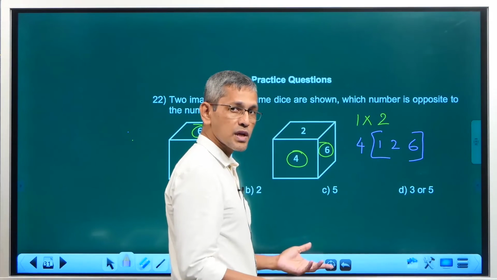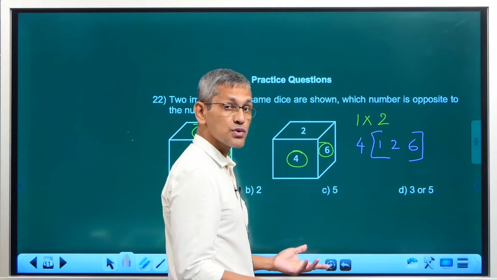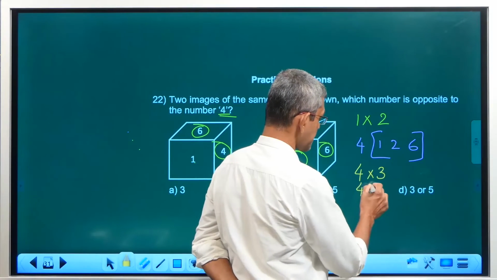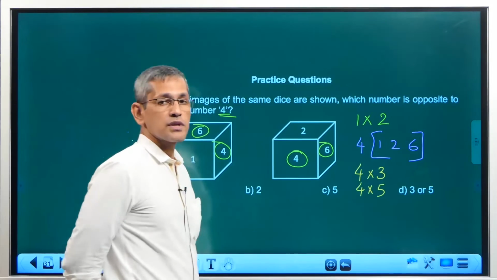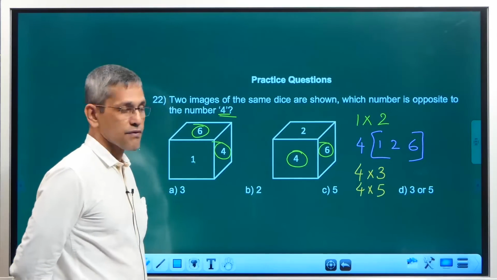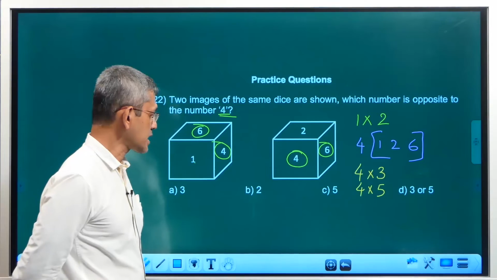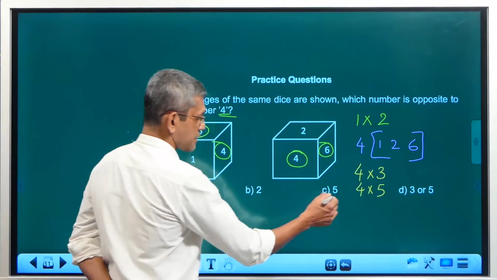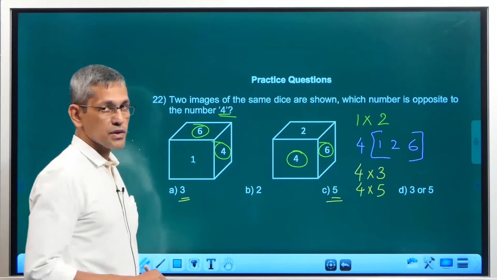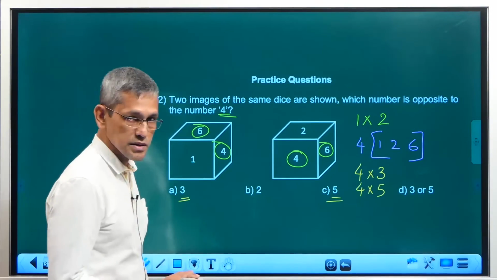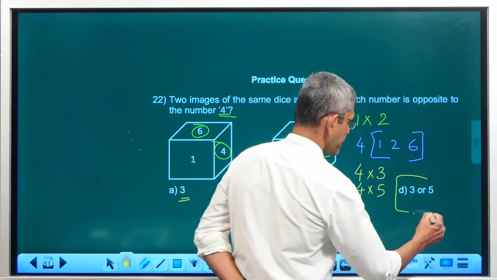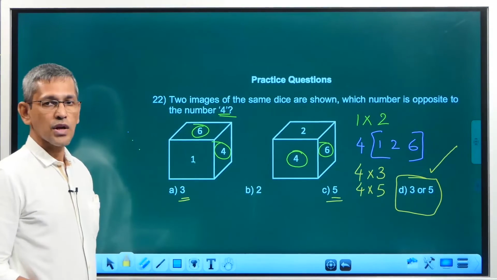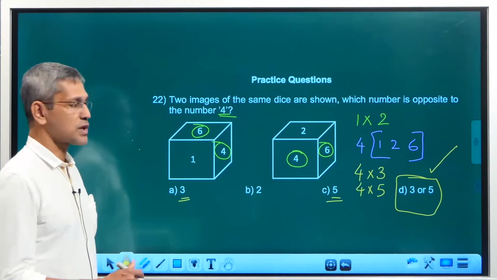So that means 4 can be opposite to what numbers? 4 could be opposite to 3 or 4 could be opposite to 5. But we are not really sure whether it's 3 or 5. So we have answer 3 here, answer 5 here, but we are not sure whether it's 3 or 5. So the last answer choice, 3 or 5, would be the answer. Either 3 or 5. Got it? Yes, that's what it is.